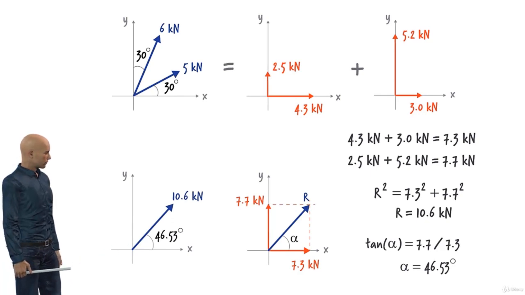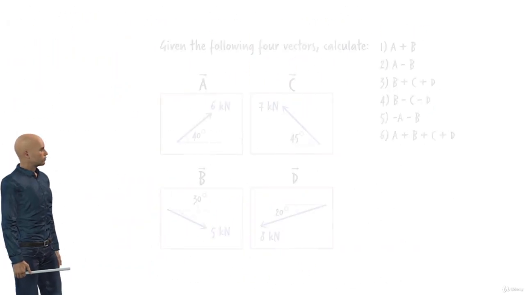In summary, vector addition involves representing each vector in terms of its x and y components. Then add all the x components together and add all the y components together in order to determine the x and y components of the resultant vector. See if you can correctly solve the following vector addition and subtraction problems.